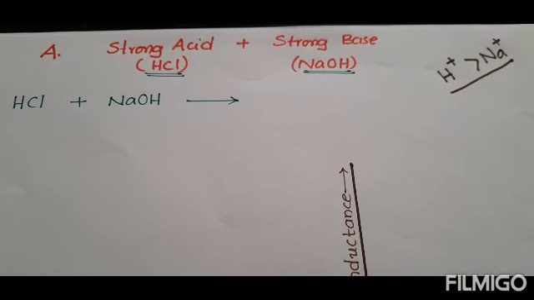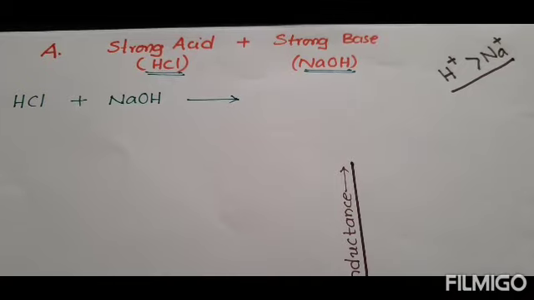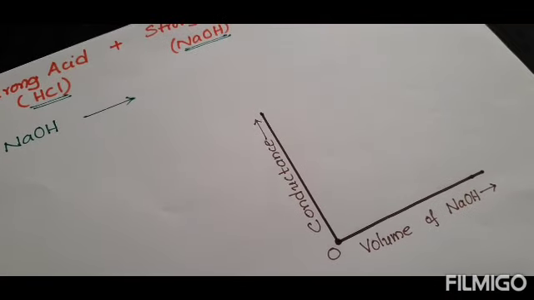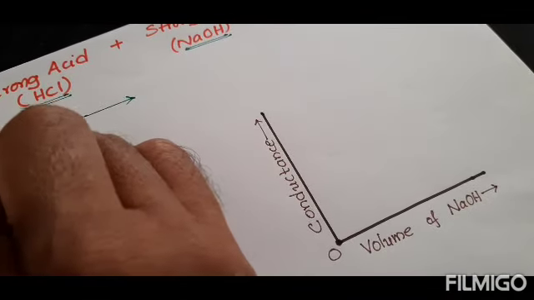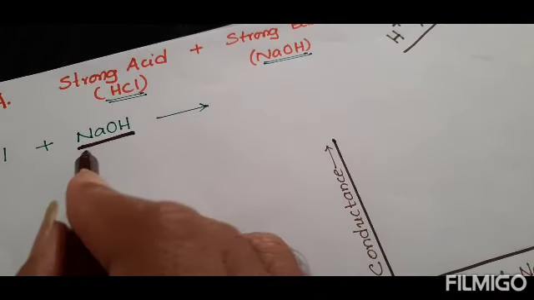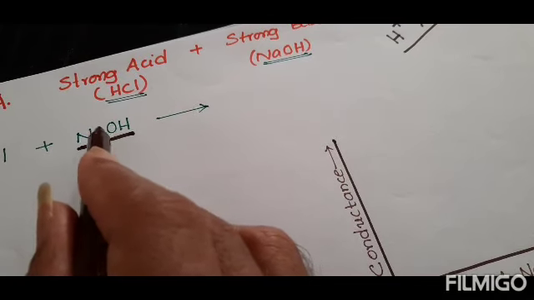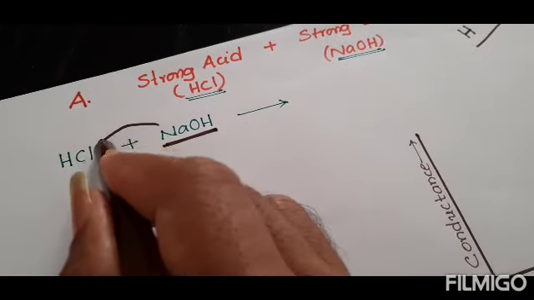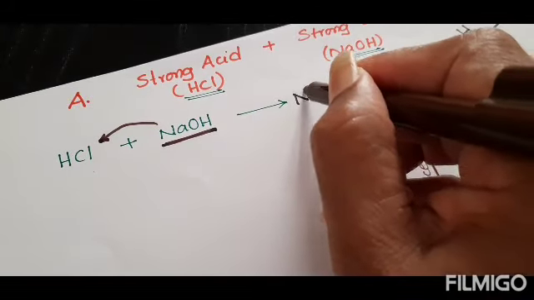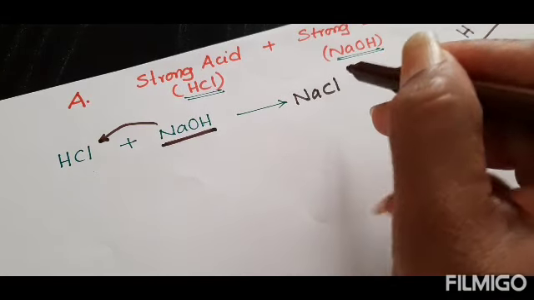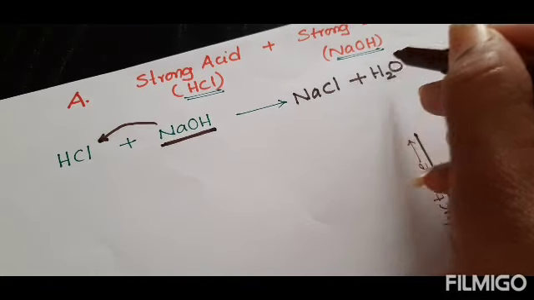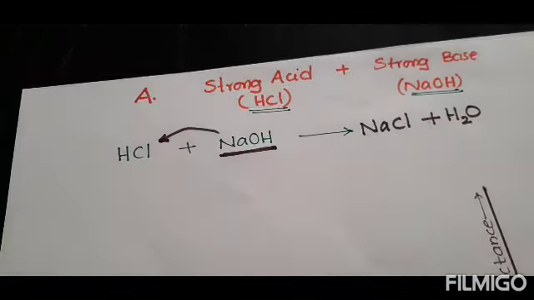So H plus under the influence of electricity will move quickly, right? Taking one by one, HCl. Here NaOH is the titer. That means it is collected from the burette. So as the experiment goes on, NaOH is added to the HCl solution. After the reaction, because of the addition of NaOH to the HCl, the products are NaCl and water.